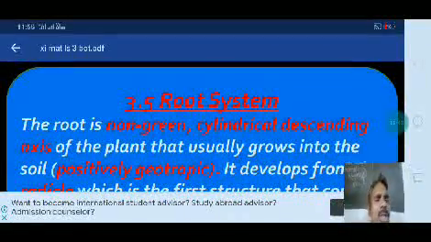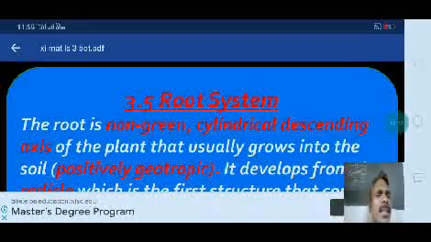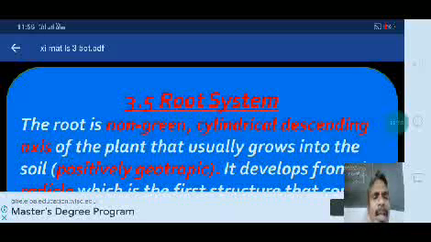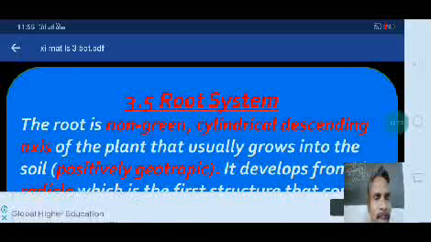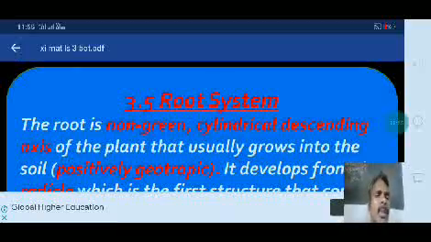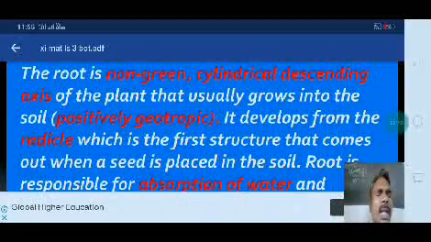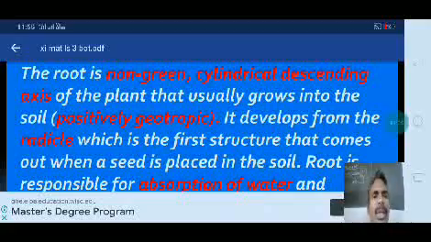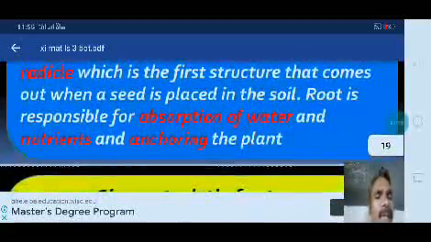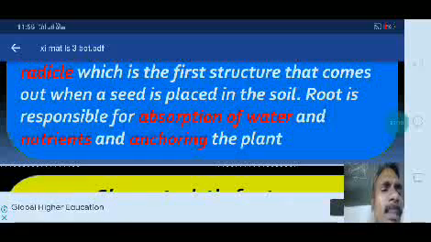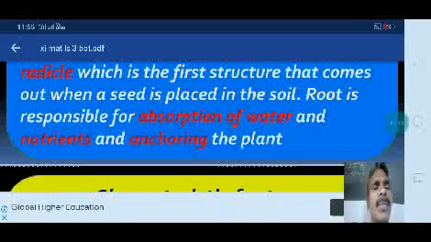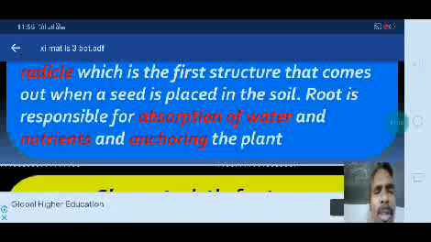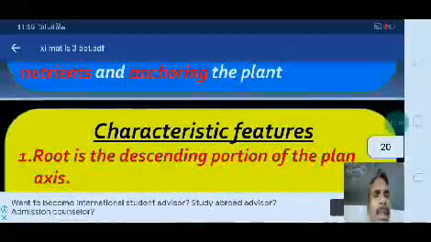The next one, root system. The root is a non-green, cylindrical, descending axis of the plant that usually grows into the soil. It is positively geotropic. It develops from the radicle, which is the first structure that comes out when a seed is placed in the soil. Root is responsible for absorption of water and nutrients and anchoring the plant. That is the main function of the root system.